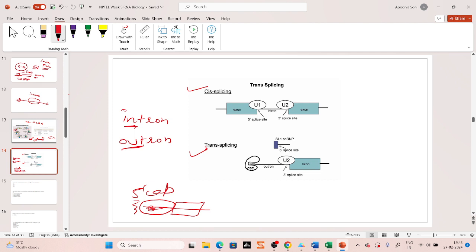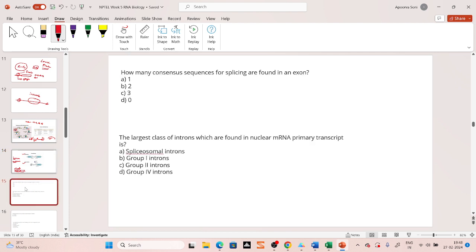First, this has completed lecture 1. So first we'll deal with some questions and then we'll go onwards. First question is, how many consensus sequences for splicing are present in an exon? 1, 2, 3 or 0?